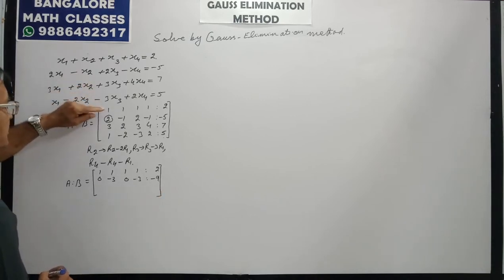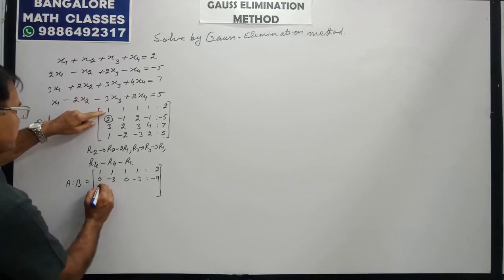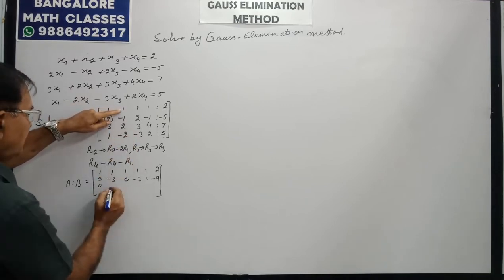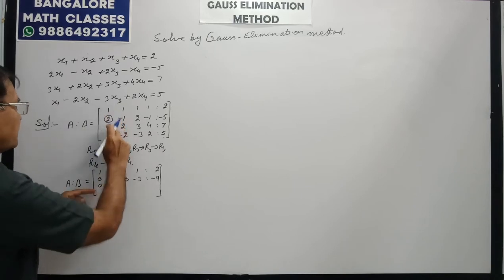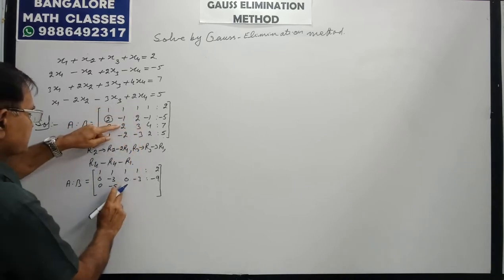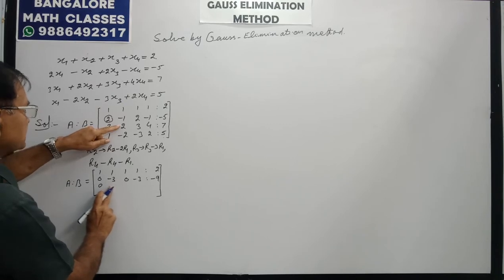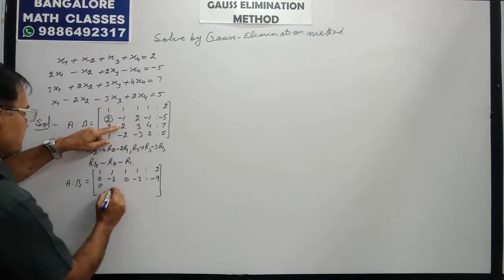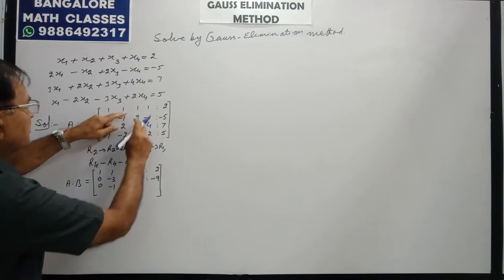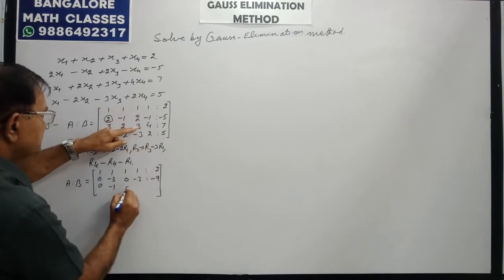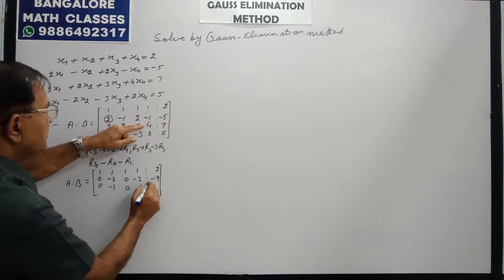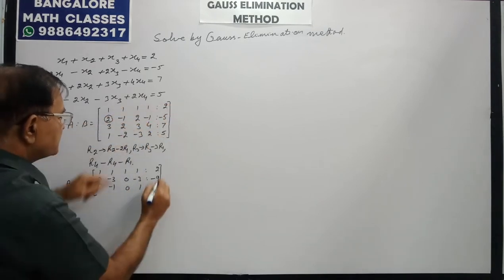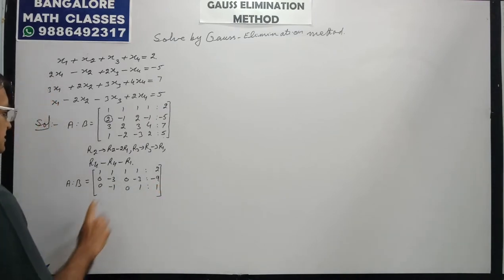R3, triple and subtract. See here, triple and subtract minus 1, triple and subtract 0, triple and subtract 1. See this once again.